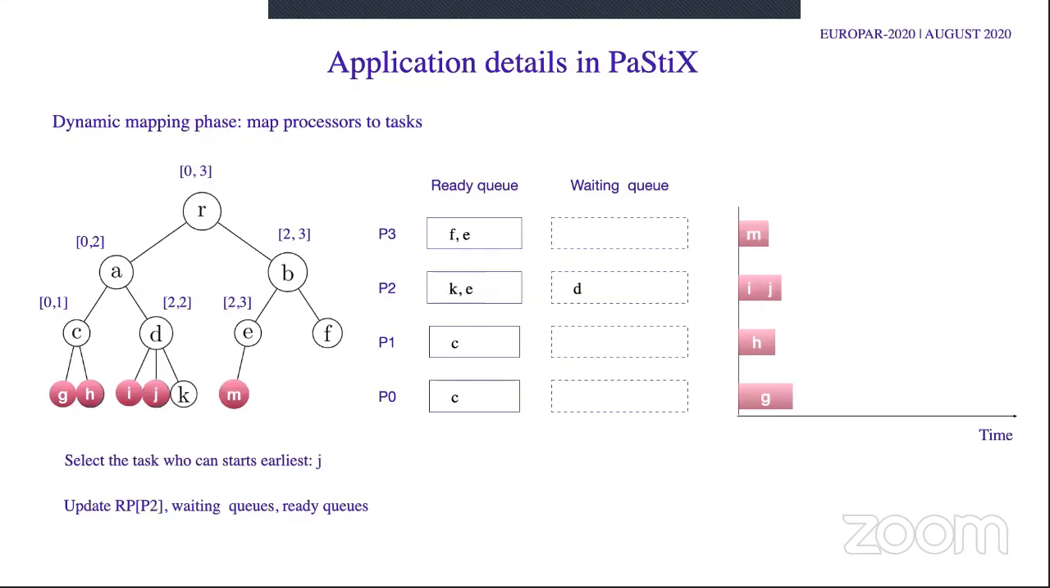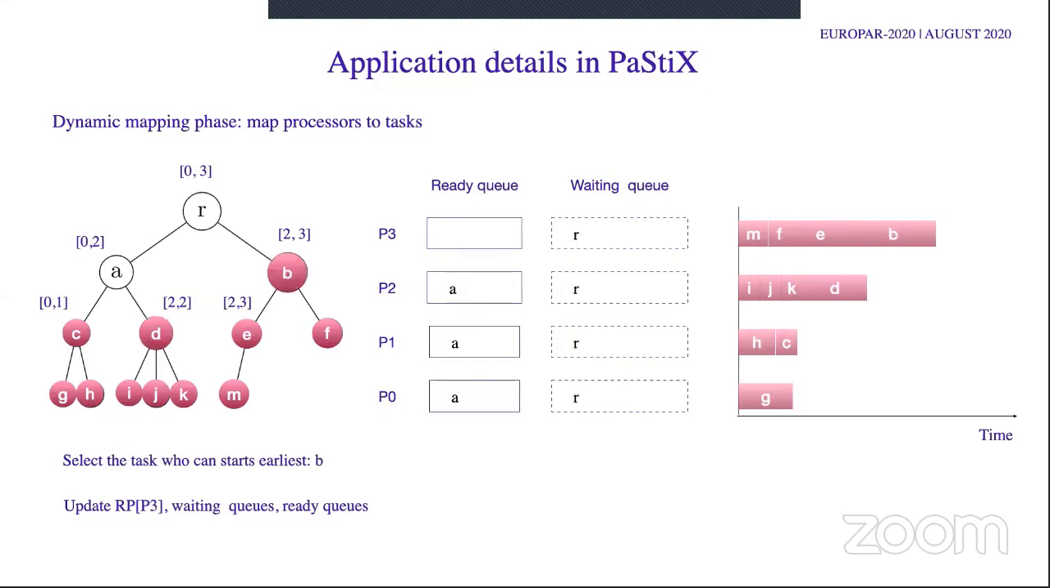We continue this process. At each step, we select the task that can start earliest, and then we update the ready time of the processor and the queues. So right now you can see that the ready queues of processors P0 and P1 are empty. Continue this process. We schedule task A, and finally we schedule task R. So then the whole mapping is finished.